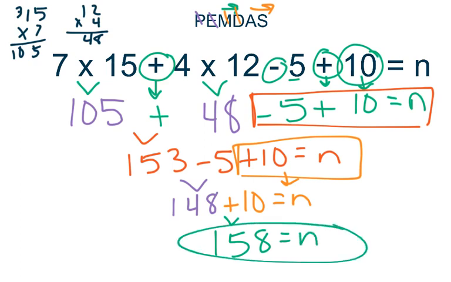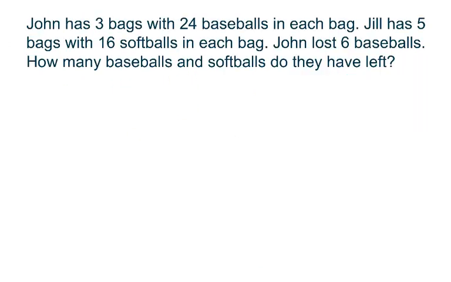Now we're also going to see some word problems that we have to use order of operations to solve. The first step for these word problems is going to be to write our equation. So we need to break these word problems down. We're going to do the first one together, and then I'm going to let you do the next few yourself. Our word problem here says John has 3 bags with 24 baseballs in each bag. Jill has 5 bags with 16 softballs in each bag. John lost 6 baseballs. How many baseballs and softballs do they have left?